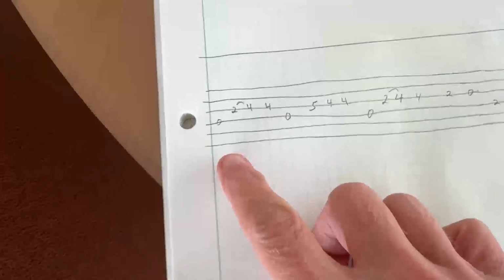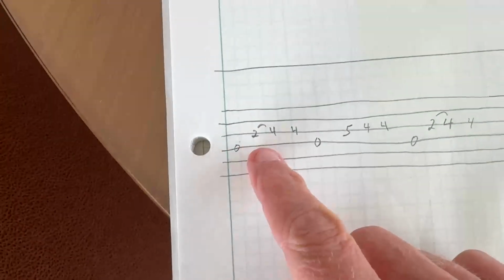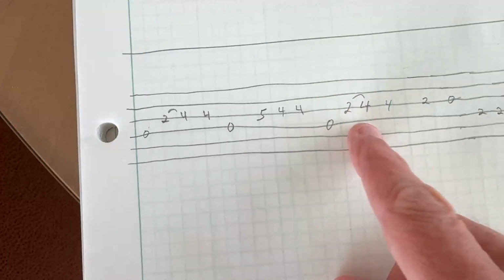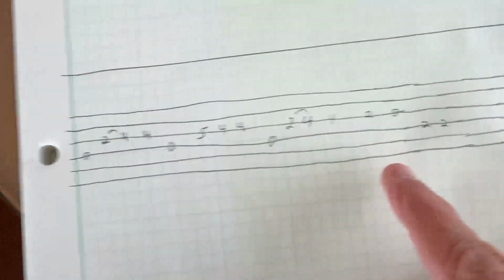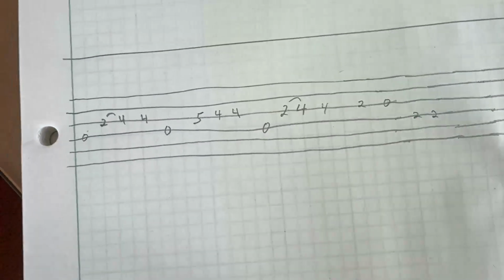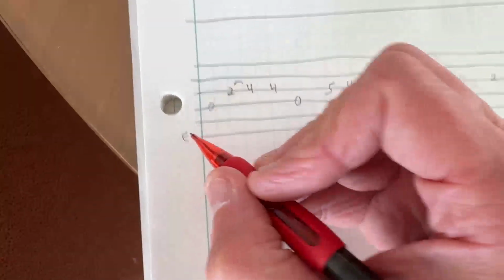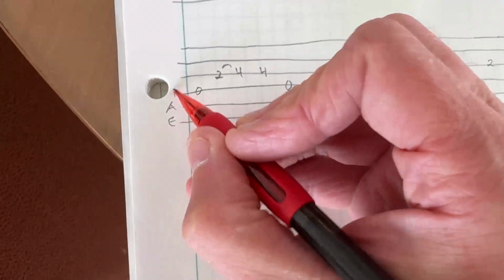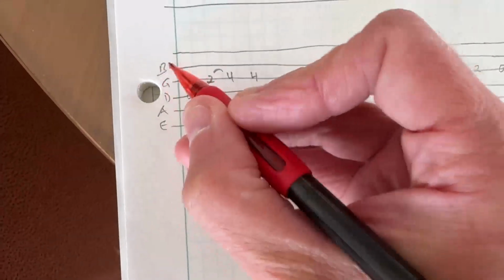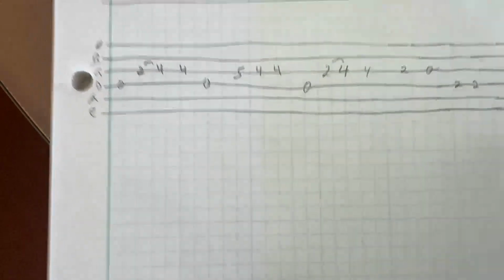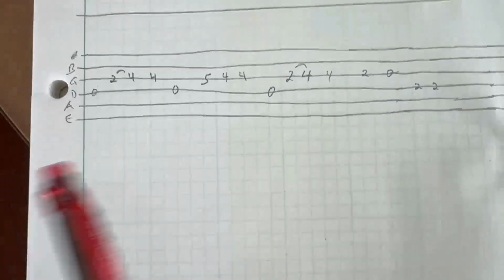So here is the tab of what I played. 0244, 0544 0244, 2022. Here's low E, A, D, G, B, and high E. If you notice, there's no rhythm indication here.